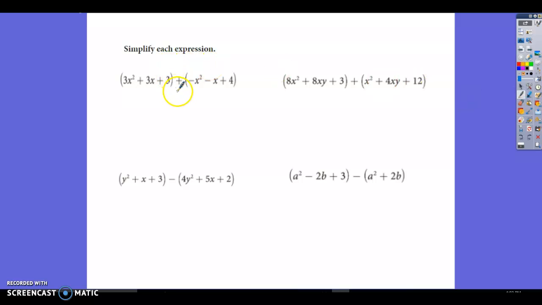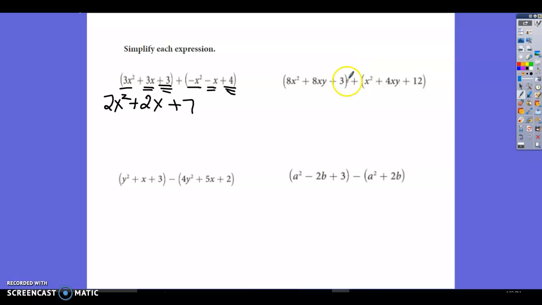All right, a few more examples here. So for this example, again, we're adding. So the parentheses is just kind of extra information. So I'm going to combine my x squared and my negative x squared. So I've got 3 minus 1. So I've got 2x squared. And then I've got 3x minus 1x. So 3 minus 1, again, is 2x. And then I have 3 plus 4, which is 7. So this is my simplified expression here.